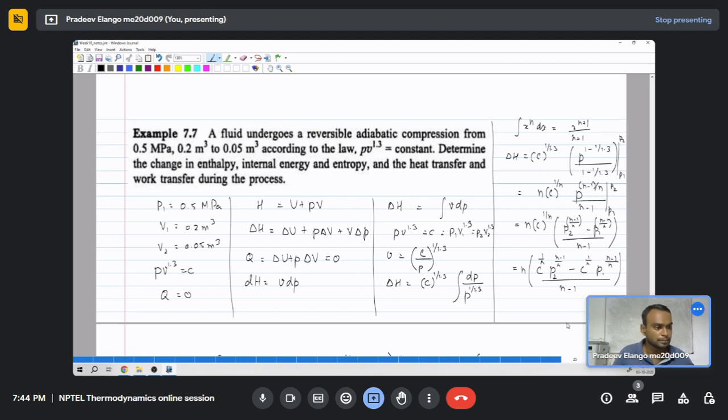Some question. Sir, here 1 minus 1 by 1.3, sir. For simplification, we are taking it as n, sir. Yes. I am just taking 1.3 as n, so it will be generalized. Okay. Okay, sir. All right, sir.